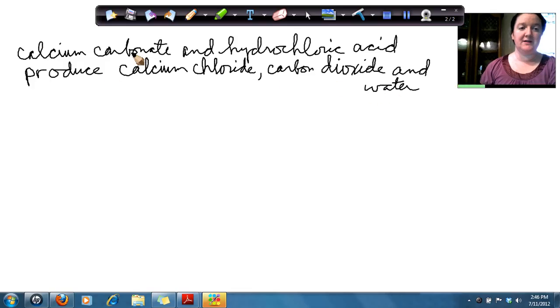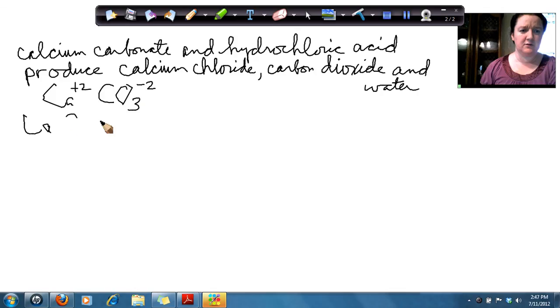So if we look at calcium carbonate, we know carbonate is CO3 with a -2 charge. And we know that calcium has a +2 charge. So if we're looking at calcium, which has a +2 charge, and carbonate, which has a -2 charge, our formula is CaCO3. And we're looking at hydrochloric acid.